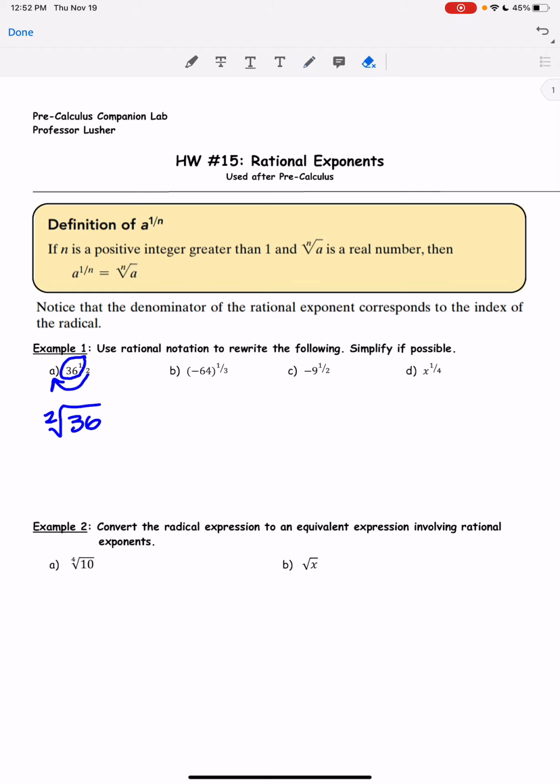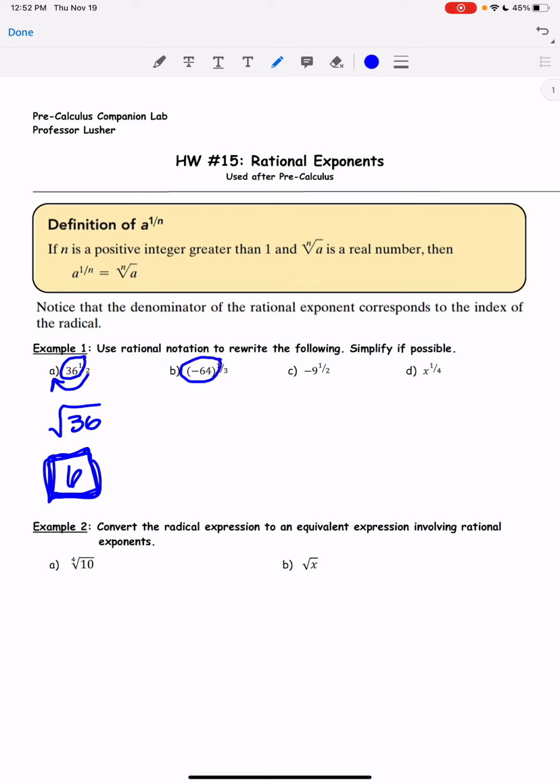Now, of course, we don't really need that 2 with that square root. If you just put radical 36, that's known to be square root, right? And this is technically to the first power, but we don't need that either. And then the square root of 36 is 6. With these, you just use the principal square root, so we don't need plus or minus 6. It's just 6.